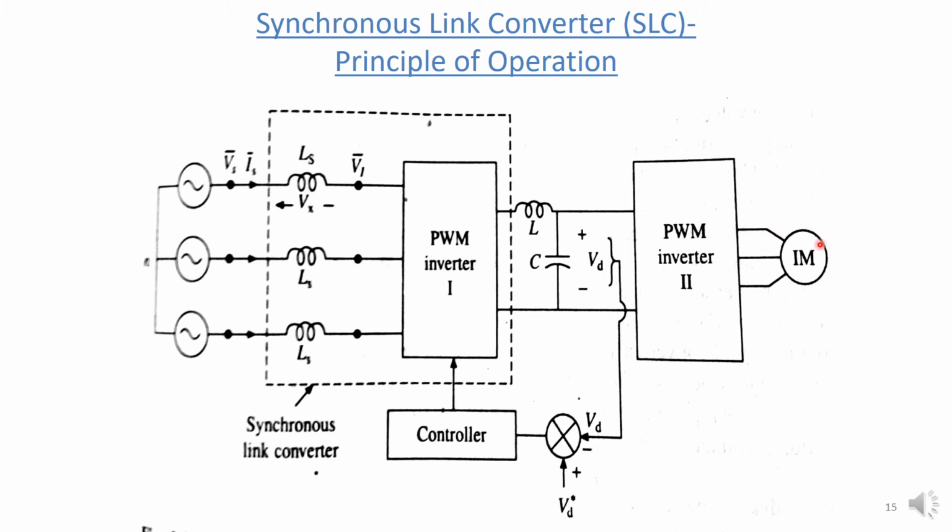Whenever the regeneration occurs, the power generated in the induction motor is fed back to the source via this PWM inverter 1, that is, through the synchronous link converter. So in both ways the current can flow through the PWM inverter 1. For closed loop operation, we are using this controller part that will be discussed later.